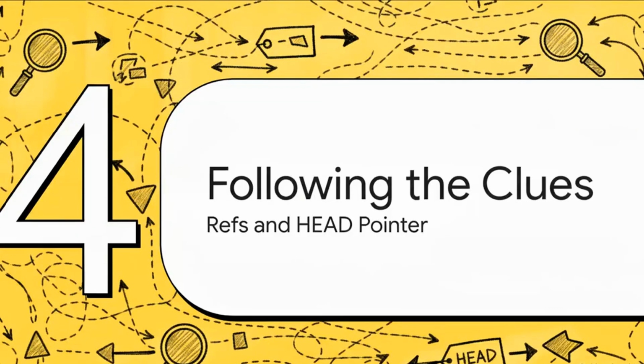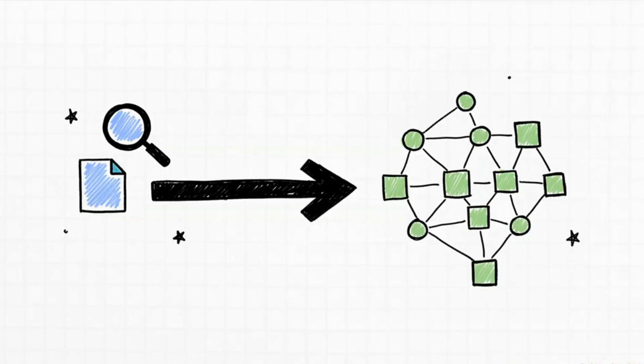All right, Section 4, following the clues. Because we humans are terrible at memorizing 40-character hexadecimal strings, Git doesn't make us do it. Branches and the head pointer are simply tiny 41-byte human-readable text files that just contain a commit hash. Creating a branch doesn't duplicate your code, it simply creates a new text file acting as a named reference, pointing right into that immutable object graph we just mapped out.